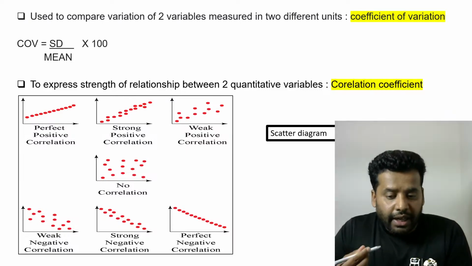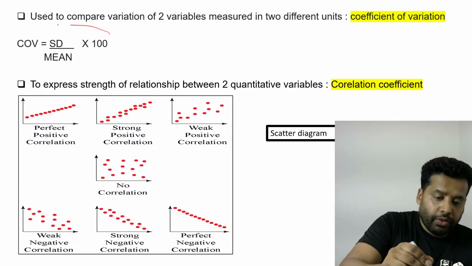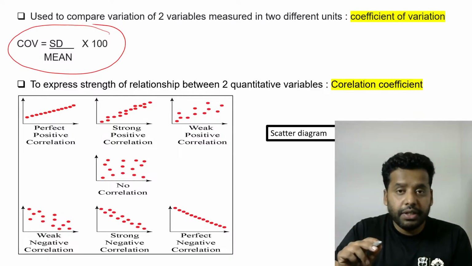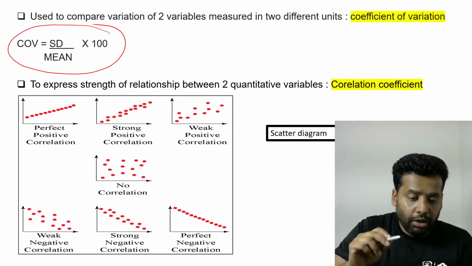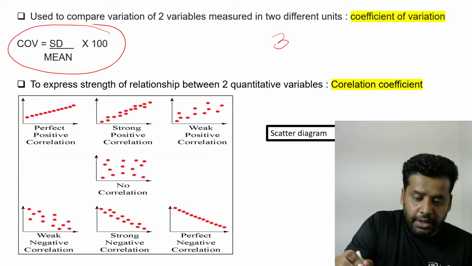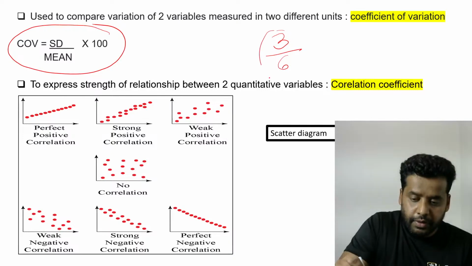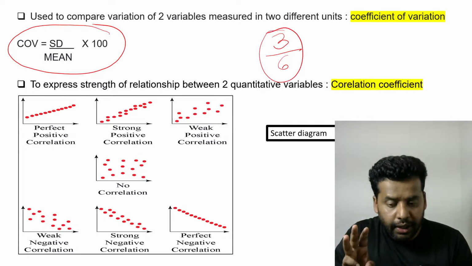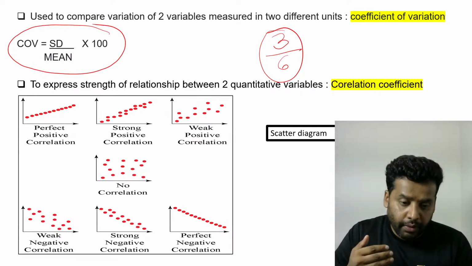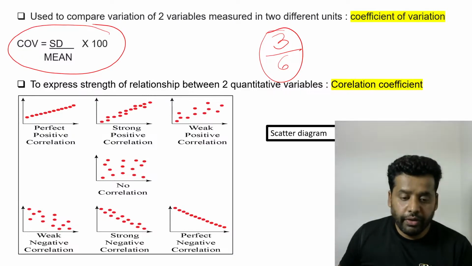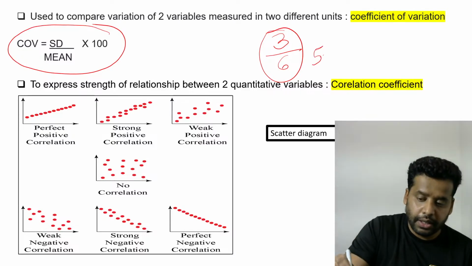A few more things in stats. What you should know is the formula for coefficient of variation. Standard deviation by mean into 100. Always we take the relationship between two things. Standard deviation is 3, mean is 6. See the words properly. When you take the relationship, 3 by 6, that is 1 by 2, half, 50% variation in the data.